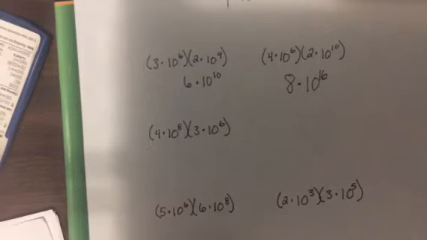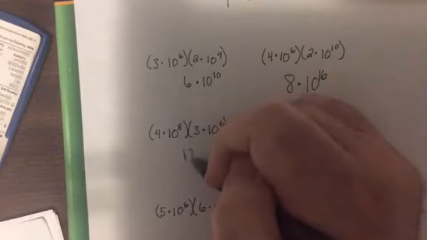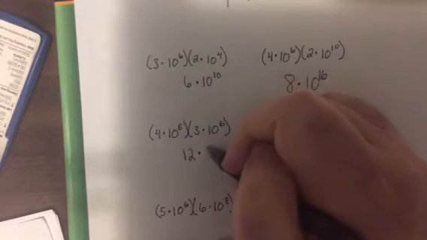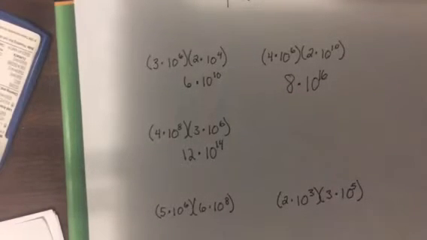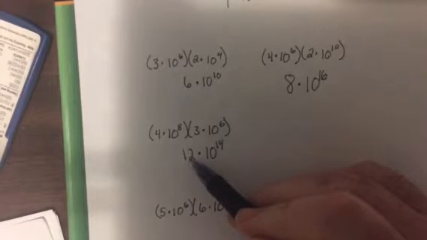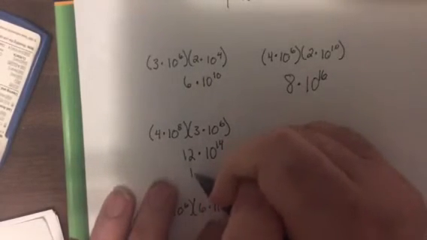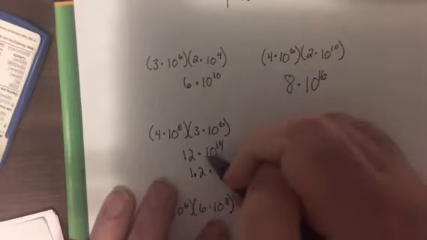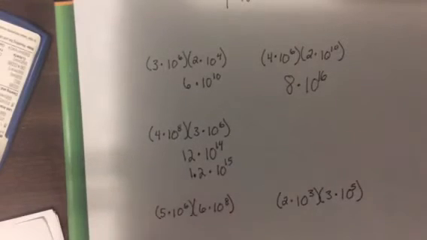Now the next one is tricky. Ooh, is it tricky? 4 times 3 is 12 times 10 to the 14th. But we have a problem. The first number has to be between 1 and 10. So I need to divide it by 10, but to keep it balanced, I have to multiply this by a 10 or add 1 to the power.